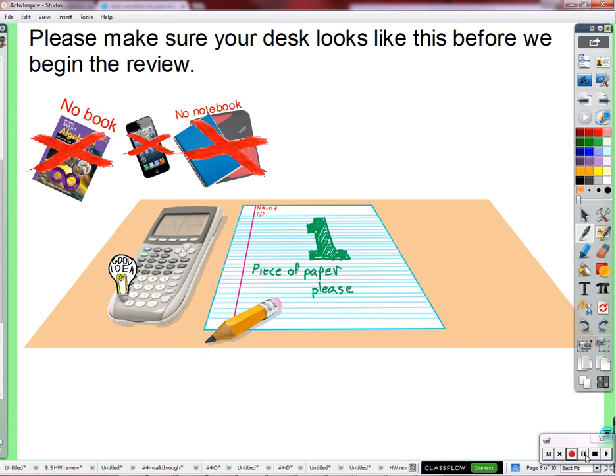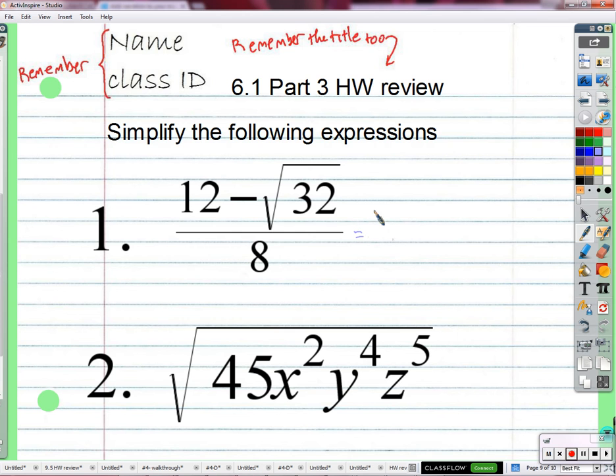All right, this one here, we're going to need to simplify the square root of 32. So that's going to be 12 minus the square root of 16 times the square root of 2, over 8. Okay, that's 12 minus 4 times the square root of 2 over 8.